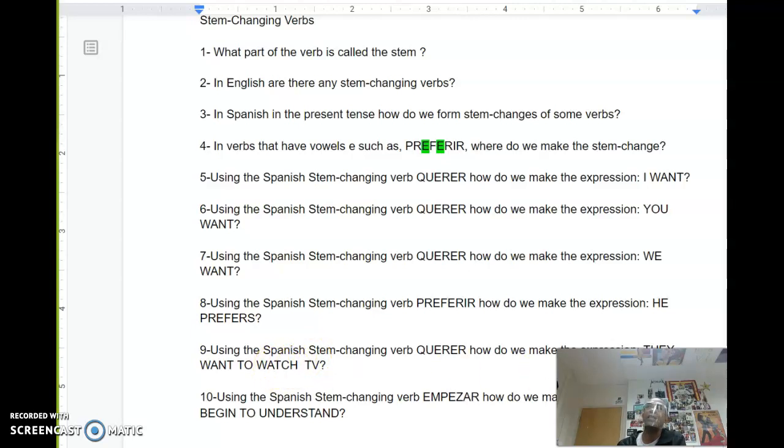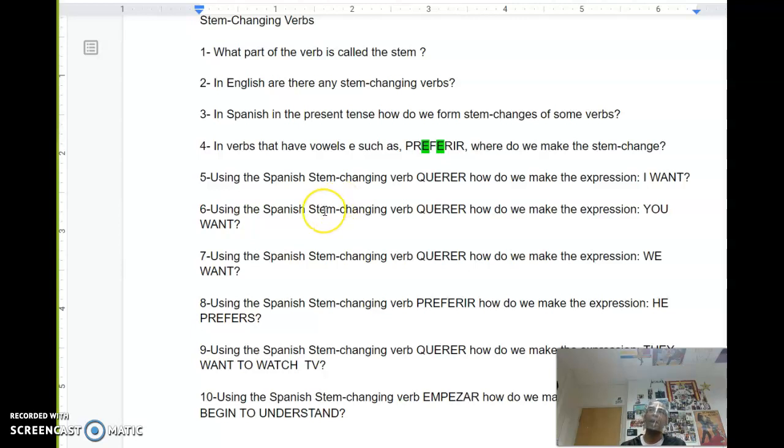Number 3, in Spanish, in the present tense, how do we form stem changing verbs? Number 4, in verbs that have vowels such as preferir, where do we make the stem change? Where does it go? Using the Spanish stem changing verb, querer, to want, how do we make the expression I want?